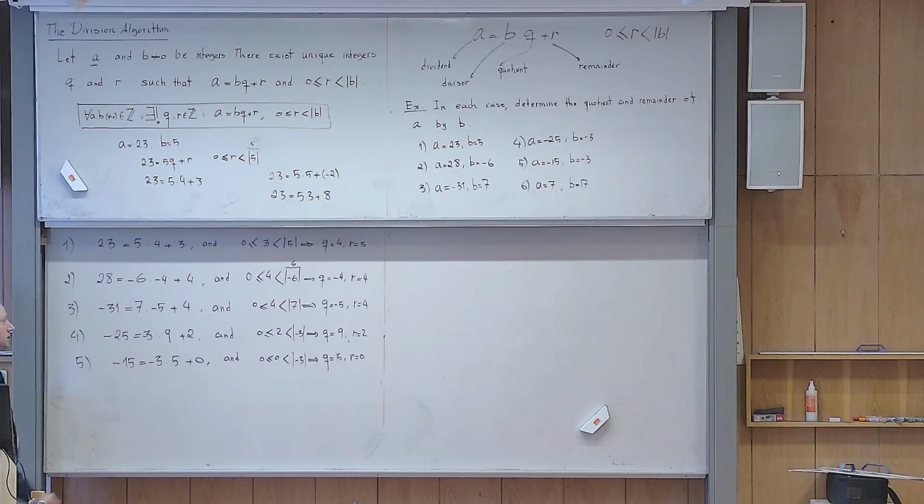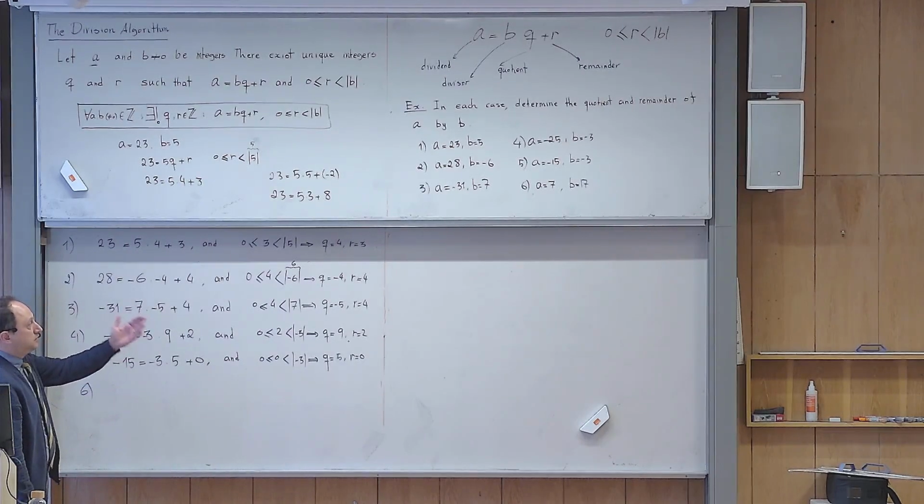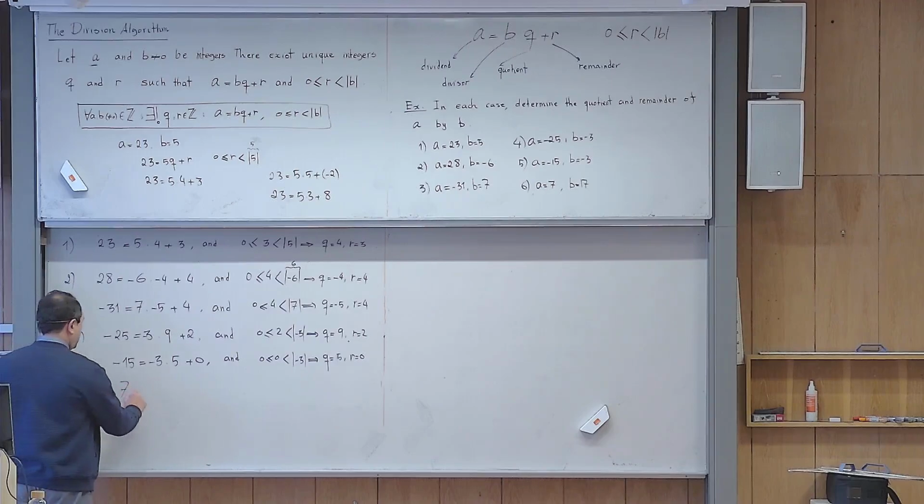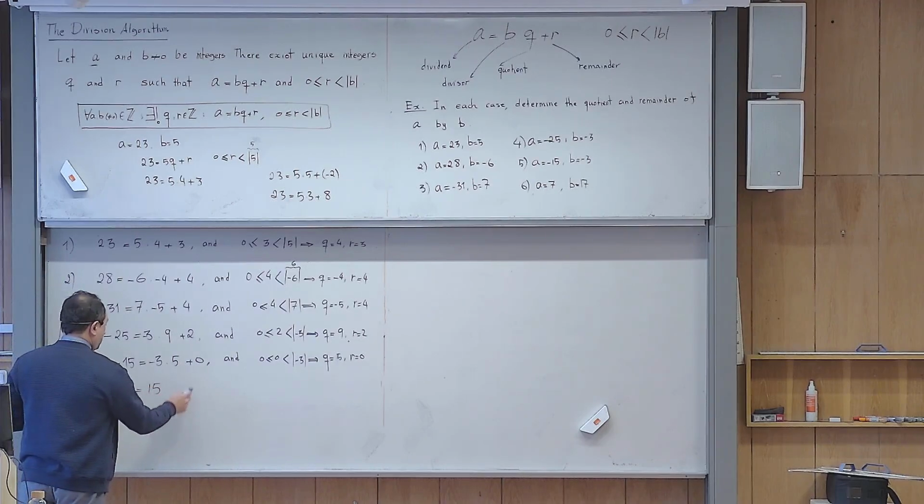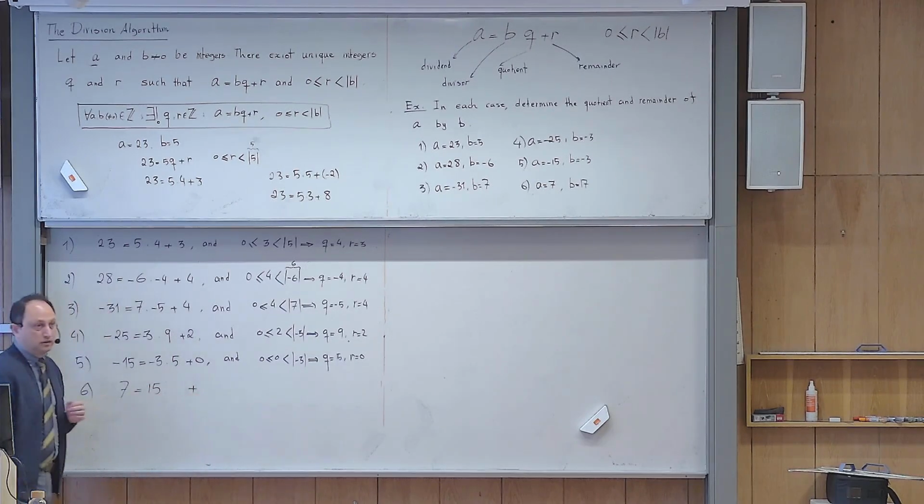Okay, and finally the last one. Be careful. I am not telling you to divide the bigger one by the smaller one. I want you to divide A by B all the time in the problem. Yes? So you write 7 on the left, 15 on the right, and then you have to fix Q and R for me. So what is Q and what is R here? Q is 0. Q is 0, exactly.